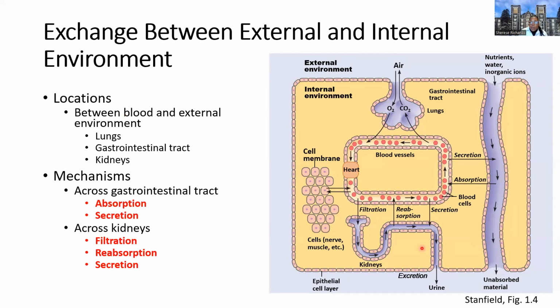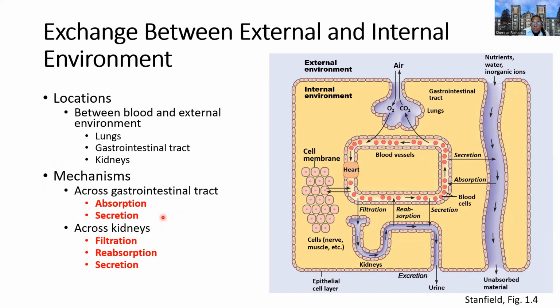Let's think about what types of exchange occur across these various barriers. So the first is the barrier between the blood and the external environment. So this is going to happen at the lungs, the GI tract, and the kidneys. These are the three areas where we can see some of these barriers. The skin is another barrier. The skin is much more selective, though, than some of these other barriers.